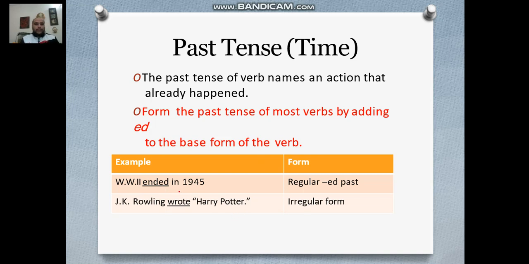World War II ended in 1945. Regular ed, simple past. J.K. Rowling wrote, simple past of to write, wrote Harry Potter. It's the irregular form. How did you bring wrote? I don't have any idea about that. I have learned it like that. Okay, let's move on.